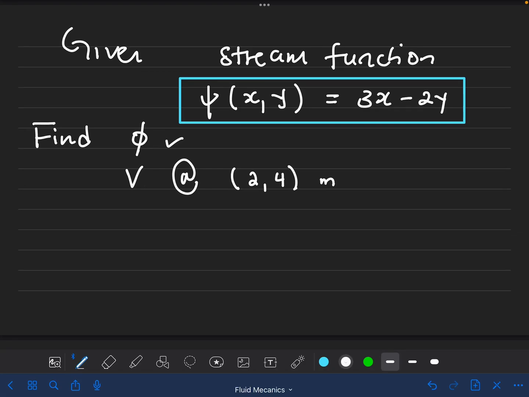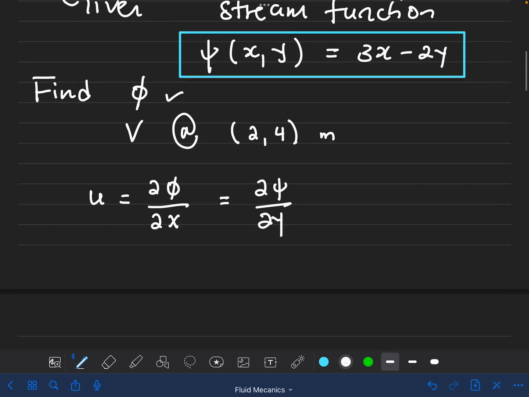Before us we've got a stream function and we are requested to find the velocity potential and the velocity magnitude at 0.2 meters and 4 meters, right? So in order for us to do that, we need to know the expression for the x component of velocity, which is the partial derivative of the velocity potential in terms of x, which is also equal to the partial derivative of the stream function in terms of y.